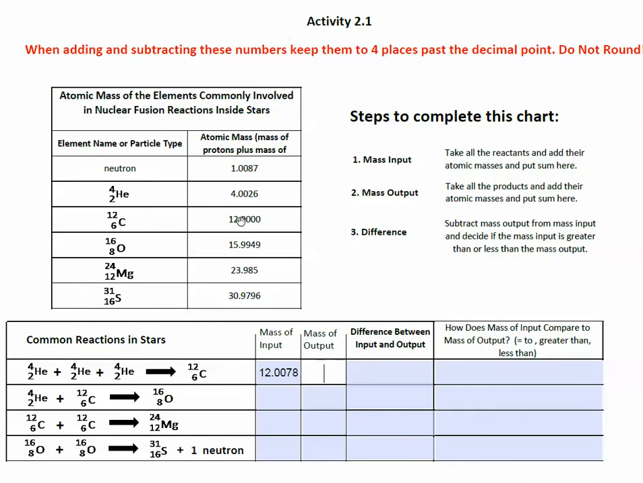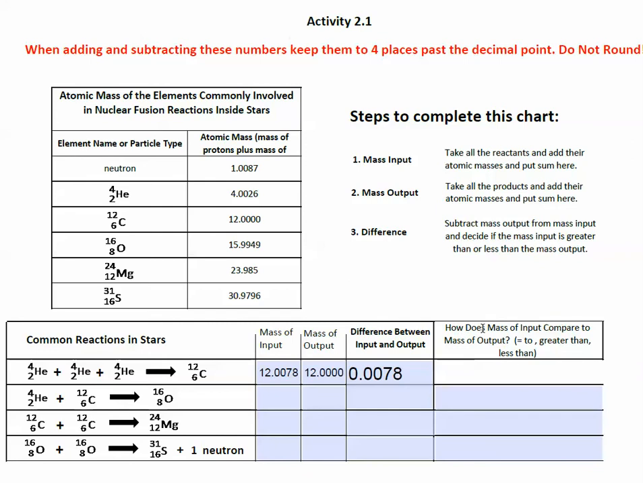So I go up here and look at carbon. It has a mass of 12.0000. Now it wants to know the difference between the input and the output, so I'm going to subtract these two on my calculator, and I get 0.00078. That's one too many zeros, 0.0078.